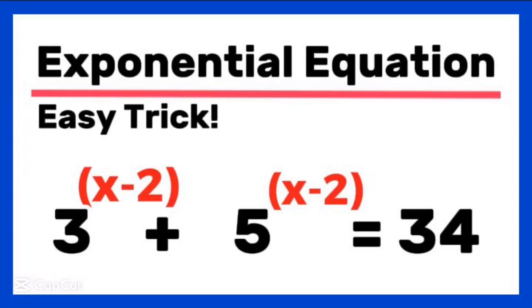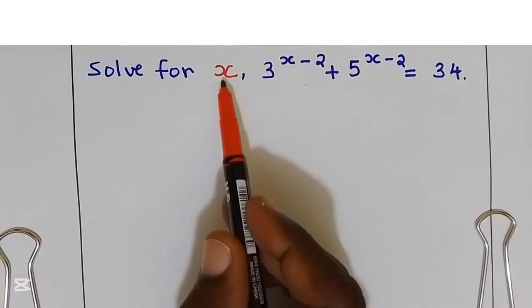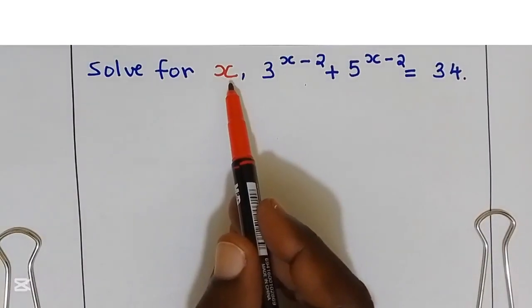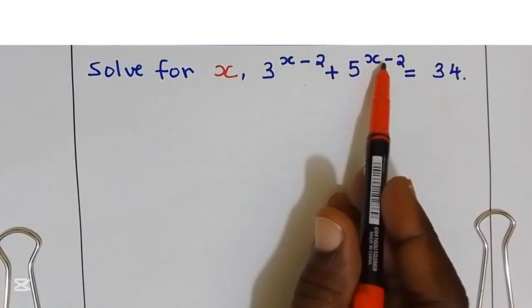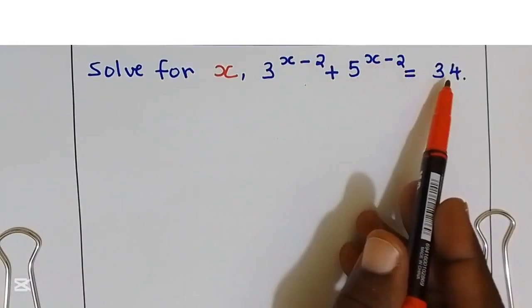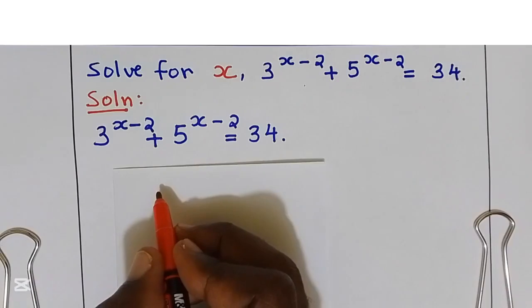Hello, welcome. We have an exponential equation and we need to solve for x. They gave us 3^(x-2) + 5^(x-2) = 34. Let's go to our solution part.